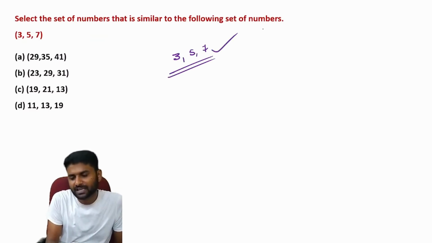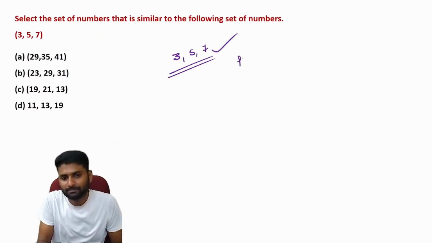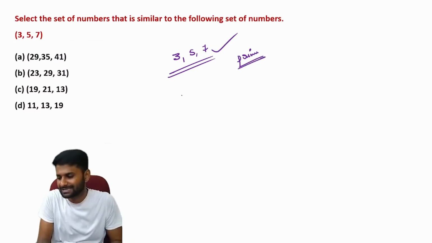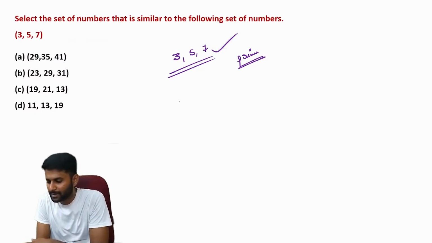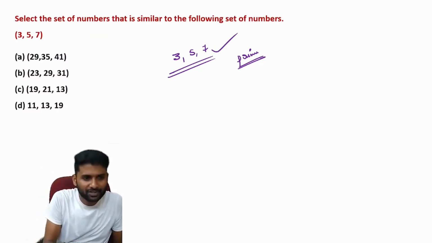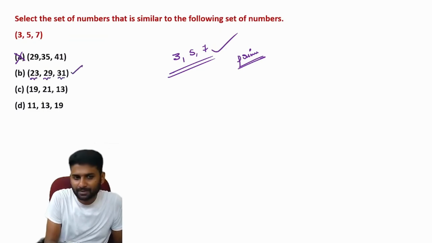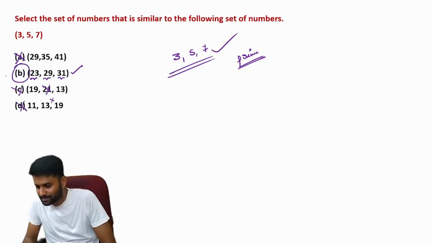Guys, if you observe, 3, 5, 7 are prime numbers. It is in the sequence. After 3, the prime number is 5. After 5, the prime number is 7. 35 is not a prime number. 23, 29, 31 are in sequence in the prime numbers. 21 is not a prime number, and 17 is missing here, so that is not in the sequence. If you observe, B is the suitable answer.